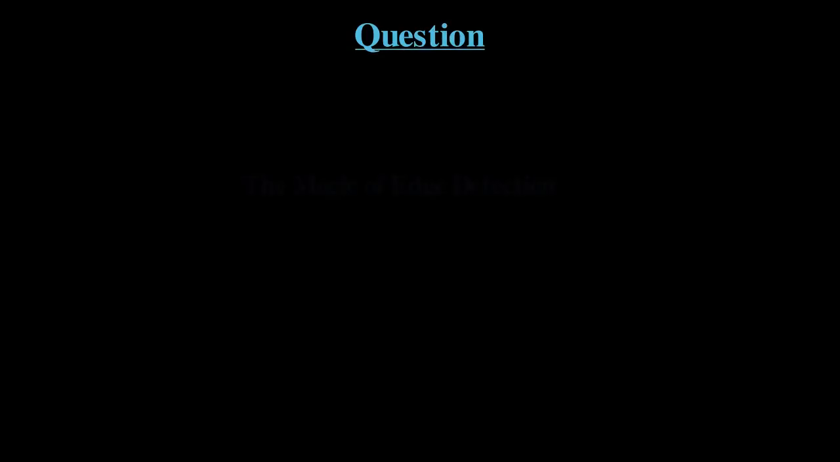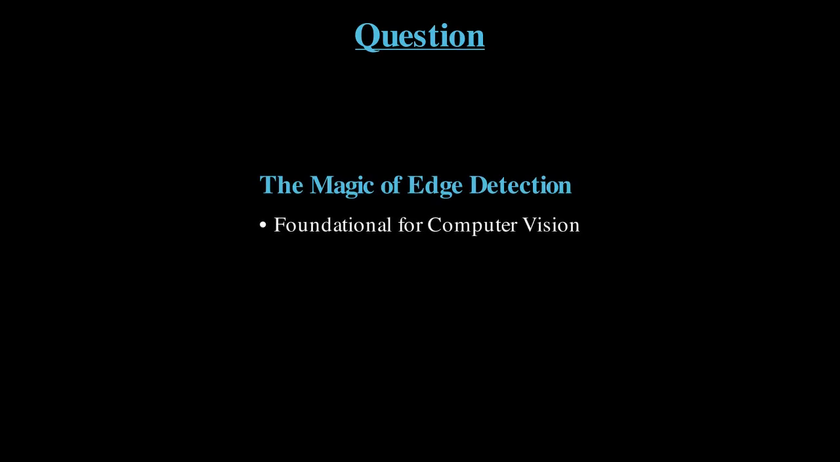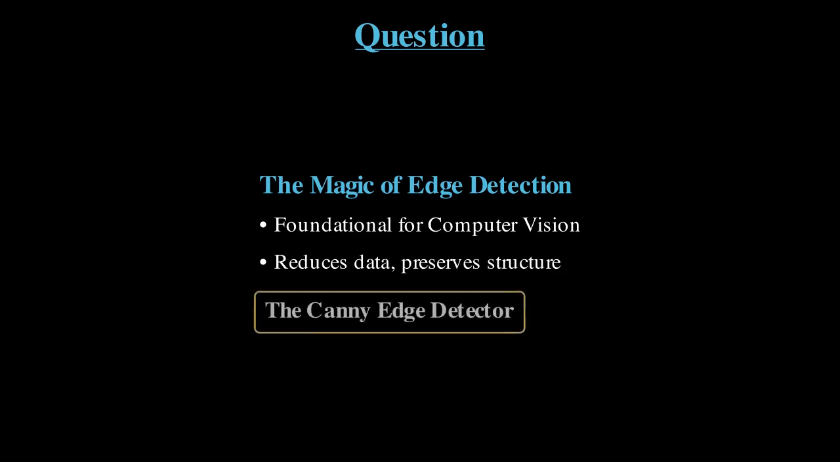Have you ever wondered how self-driving cars see lane lines, or how your phone's camera identifies objects? It all starts with edge detection. Finding edges is a fundamental step in computer vision. It drastically reduces the amount of data to process while preserving the crucial structural properties of an image. Today, we'll explore the most famous method, the Canny Edge Detector.